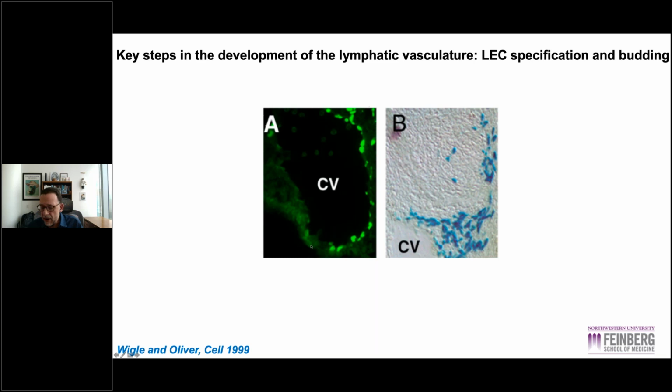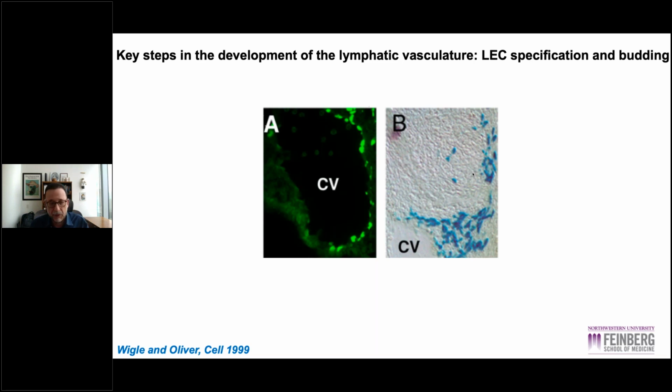So now, I told you this is still a work in progress, trying to understand how these progenitors are specified, what happens, and why it is on one side versus the other. The other fascinating step is the budding of these lymphatic progenitors. This always happens in a very precise manner.